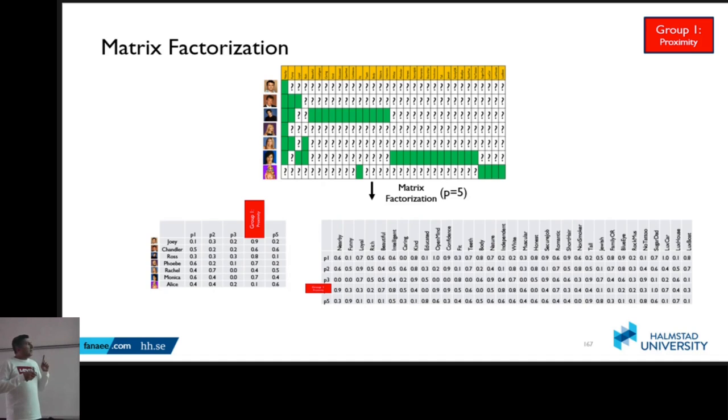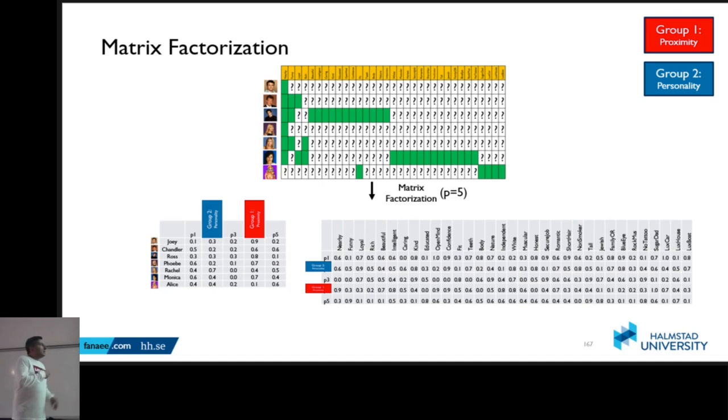Now let's look at another example. Let's look at the latent variable number 2. Personality. Look, loyal got the highest score here. And we know that Rachel had this interest, 0.7. So probably this latent variable relates to personality characteristics.